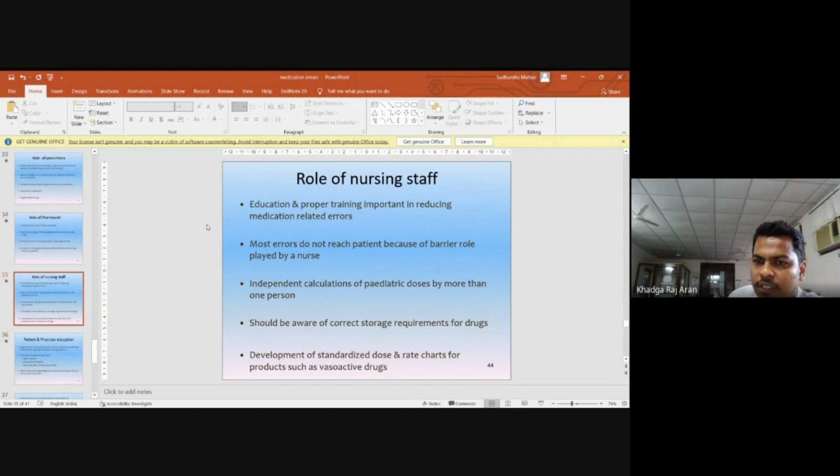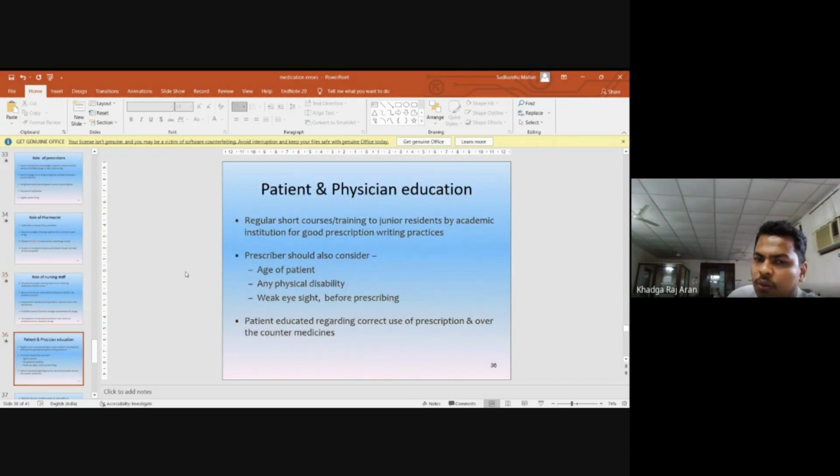Next is the role of nursing staff in preventing medication errors. They can educate, and proper training is important in reducing medication-related errors. Most errors don't reach patients because of barriers, and nurses play an important role here. Independent calculation of pediatric doses by more than one person should be done. Nurses should also be aware of the storage requirements for drugs. For example, for parenteral products, insulin or other products, storage plays an important role.